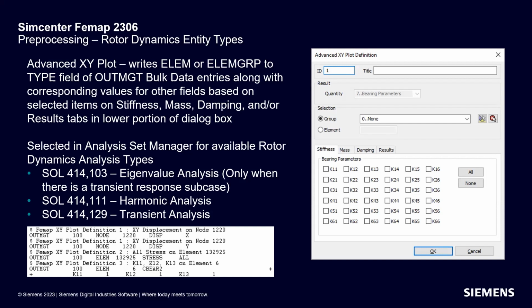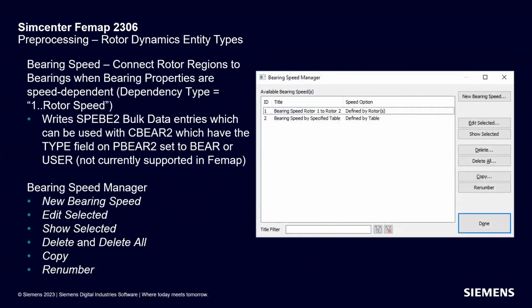All of rotor dynamics is called solution 414, but there's a sub number that tells you which type of analysis you're doing. So a 414-103 is eigenvalue analysis. This is actually only available when there is a transient response subcase. A 414-111 is a harmonic analysis, or a 414-129 is a transient analysis. So that's what we're talking about in terms of the various rotor dynamics entity types.